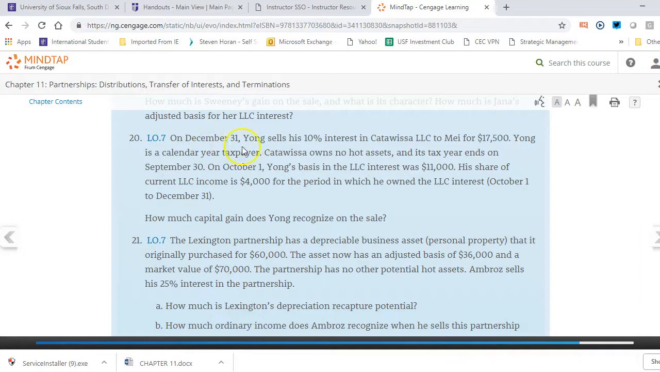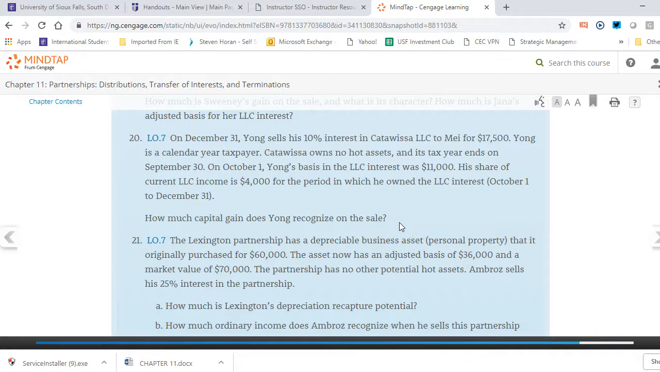Yong is a calendar year taxpayer. Catawissa owns no hot assets. Its tax year ends on September 30. On October 1, Yong's basis in the LLC was 11. His share of current income is 4 for the period in which he owned the LLC interest, October 1 to December 31. How much capital gain does Yong recognize on the sale?